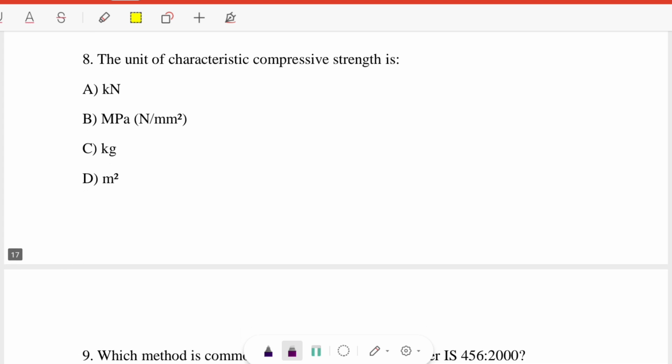Next question, the unit of characteristic compressive strength is option A kilonewton, option B megapascal, that is Newton per mm square, option C kg, option D meter square. So this is the compressive strength. So compressive strength is compression load by area. So load is denoted in kilonewton and area is denoted in mm square. So the option B Newton per mm square is the correct answer.